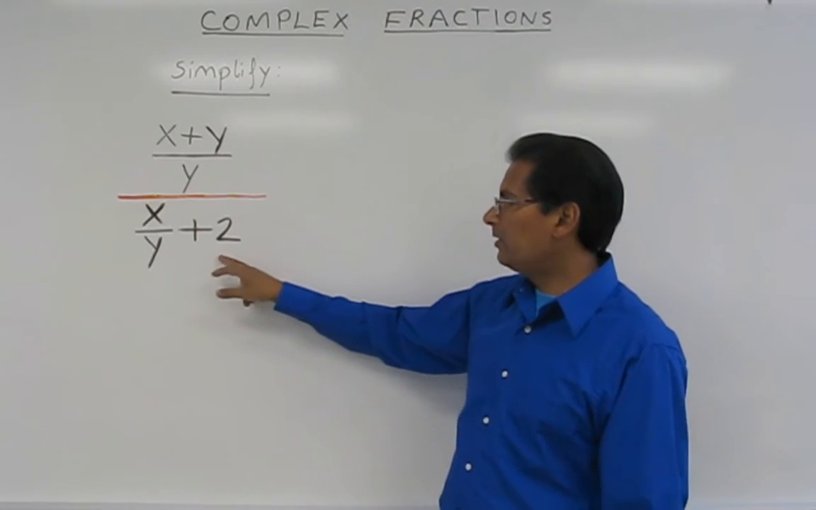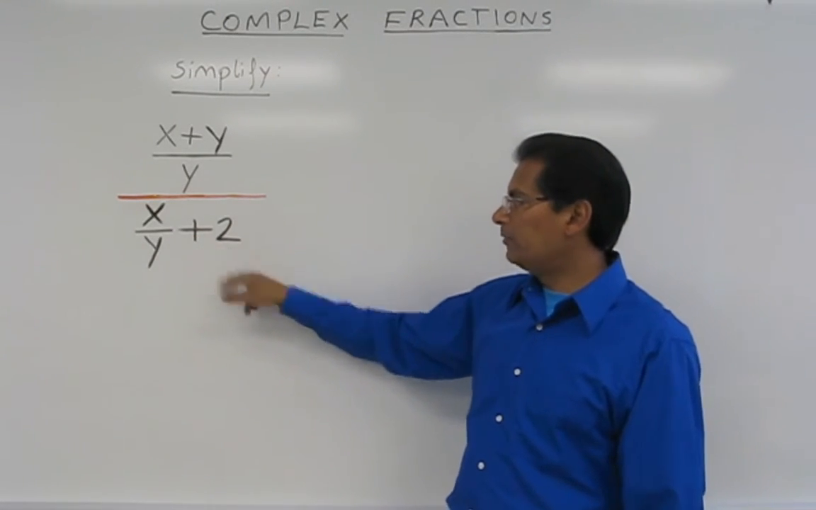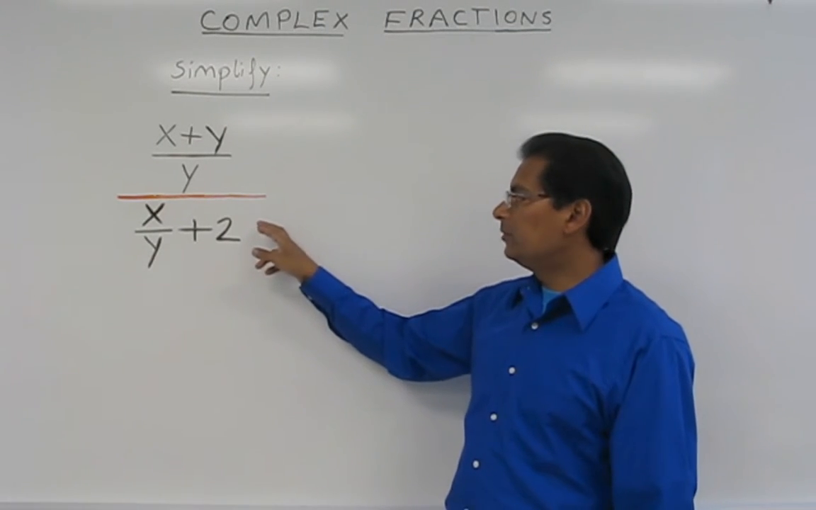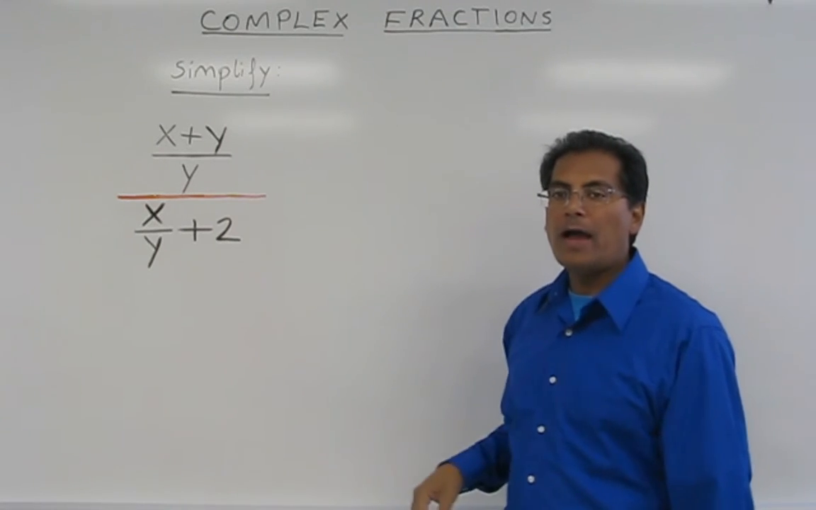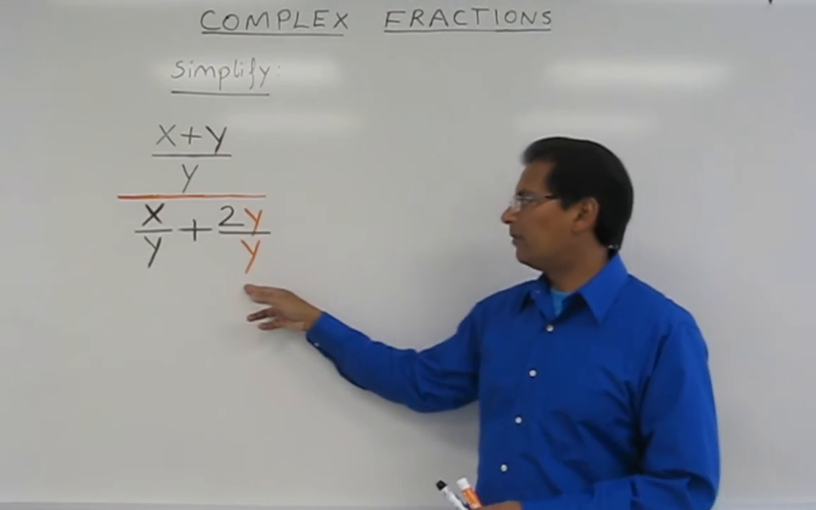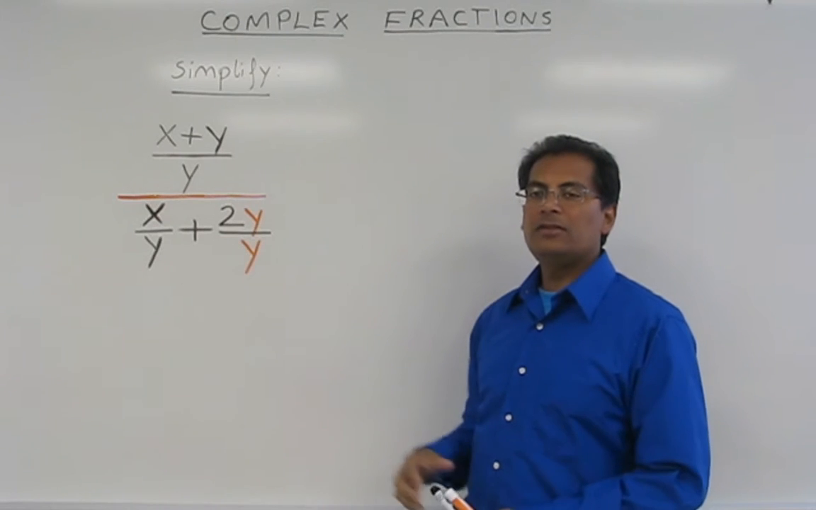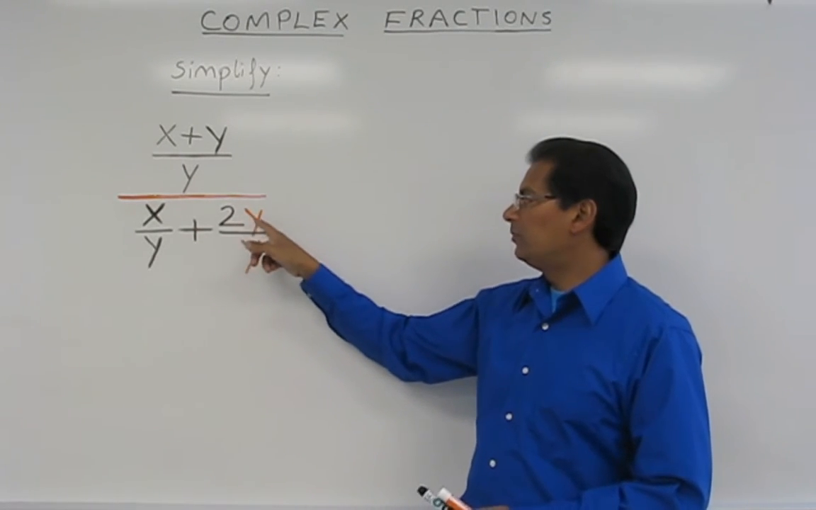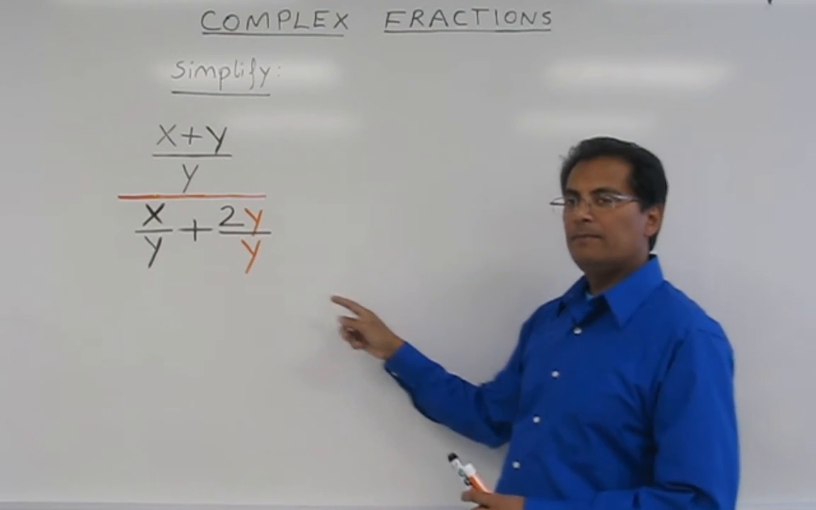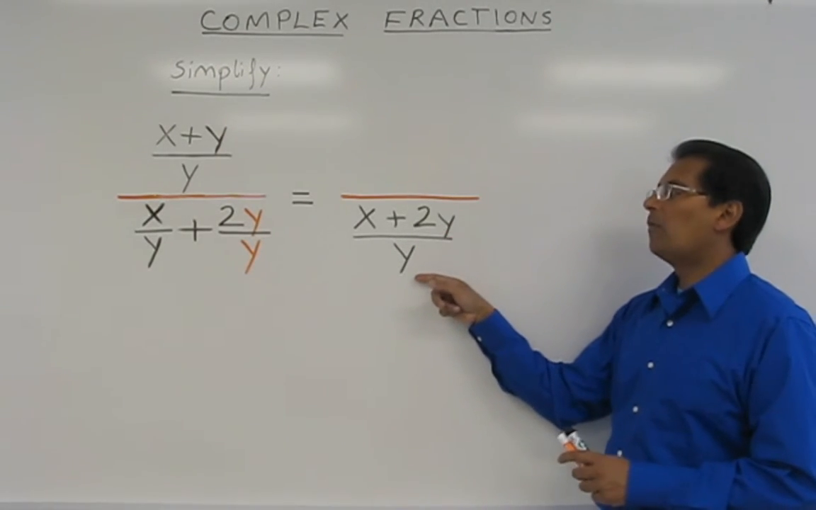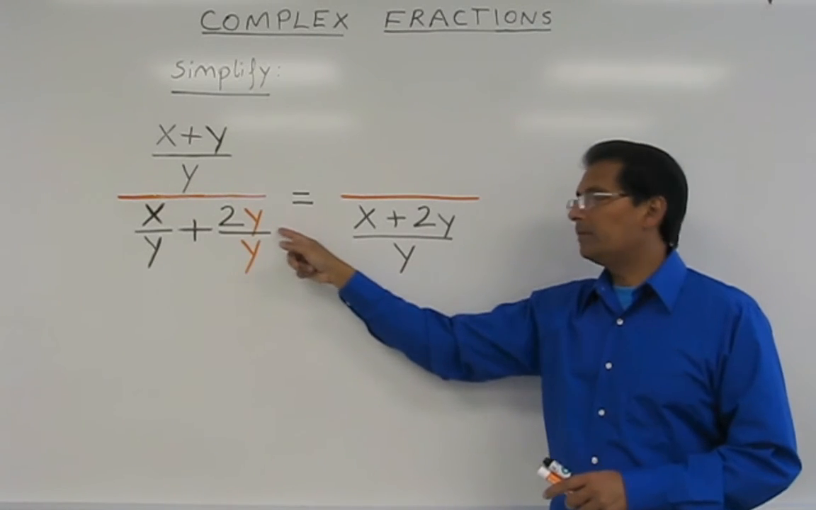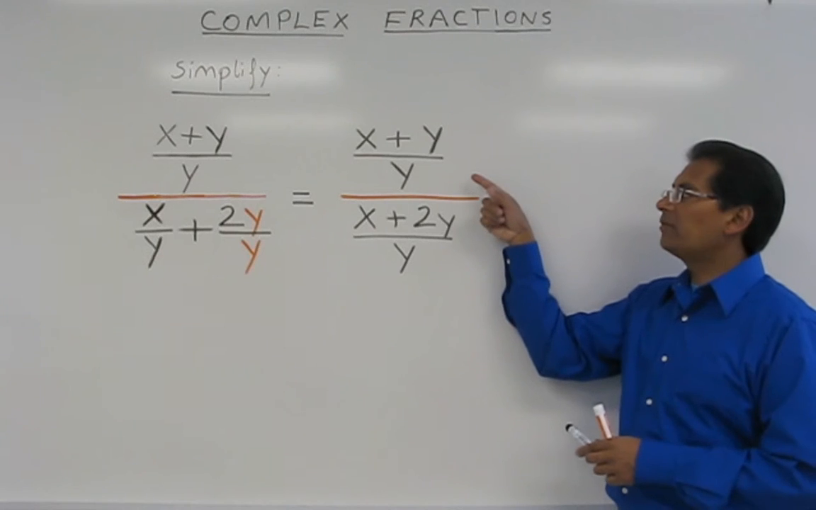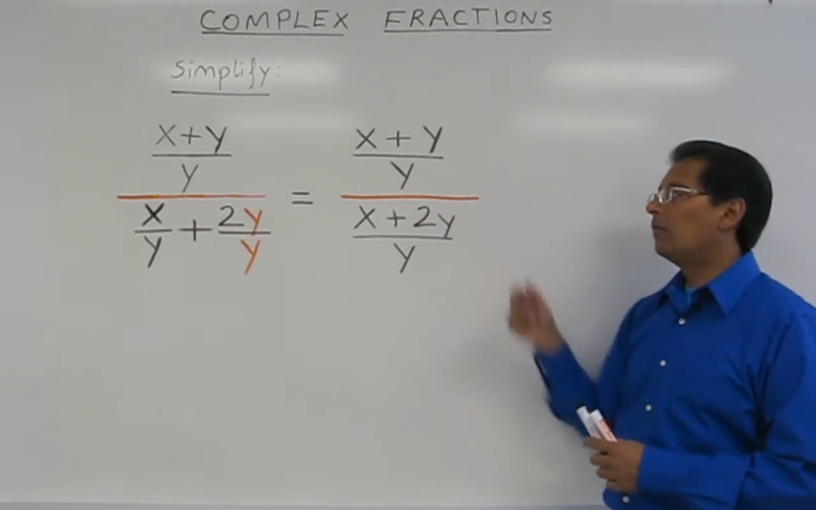So we look for the common denominator of x over y and 2, and that's going to be y. So we multiply the 2 by y over y. Now we have a common denominator of y, and so we can add the fractions. x over y plus 2y over y will give me x plus 2y over y. And of course we have to rewrite the top as x plus y over y.